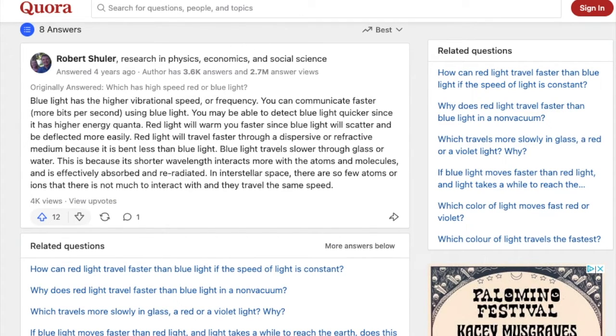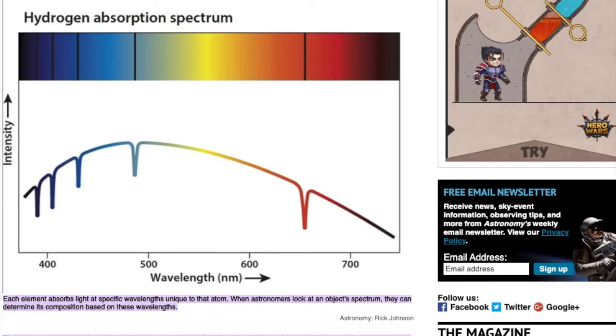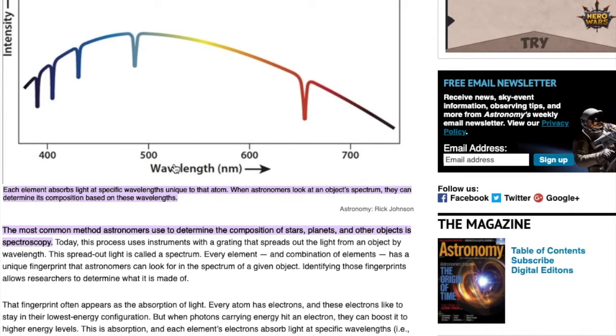Again, it's sort of like a fingerprint where each element is completely different. So this is how we can send light signals into space, and we could actually see which wavelengths come back, allowing us to detect what is on other planets. Each element absorbs light at a specific wavelength unique to that atom. When astronomers look at an object's spectrum, they can determine its composition based on these wavelengths. That's called spectroscopy. You could point a light at Mars, and based on the frequency that comes back, you can tell which elements on the periodic table are coming from that planet, even though we are so far away.